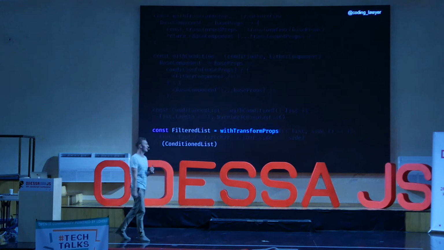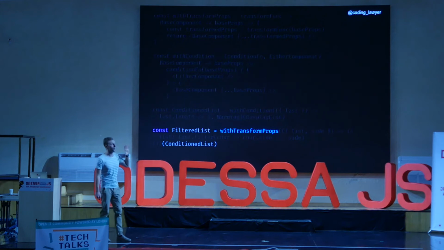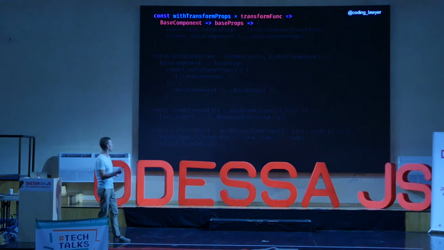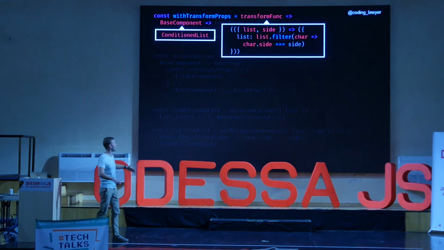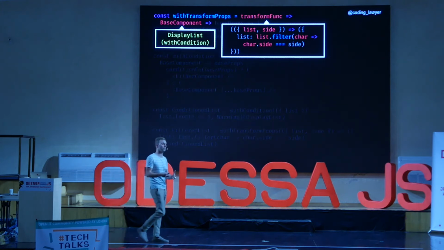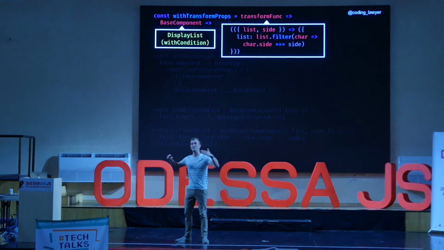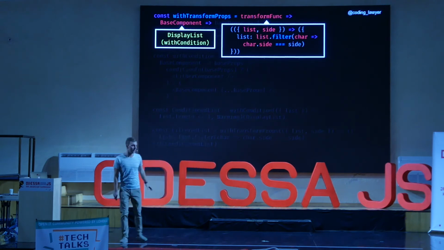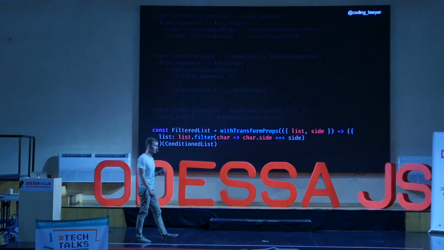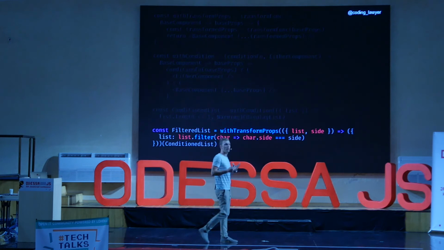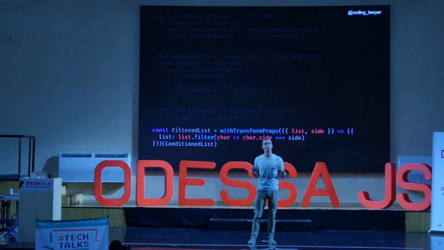And now we pass a conditioned list as our base component. So we have our configuration function and our conditioned list inside a closure. And we need to remember that conditioned list is already an enhanced component, a display list enhanced by with condition. So we are enhancing an already enhanced component. When we do that, we get back a new component waiting for the props, and we store it as filtered list. So filtered list is our higher order component composition. It's a display list enhanced by with transform props and with condition.